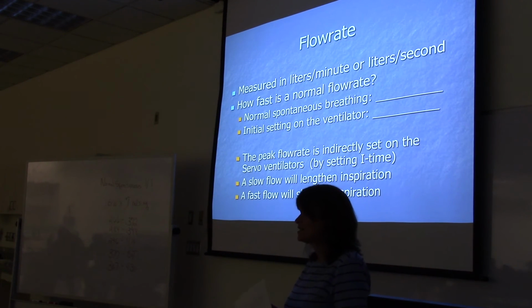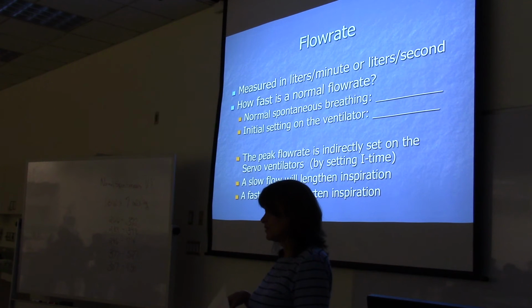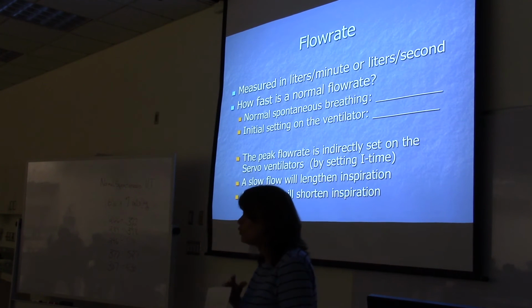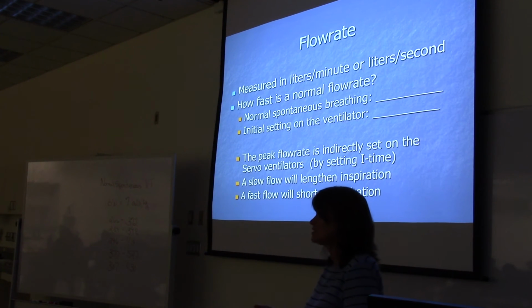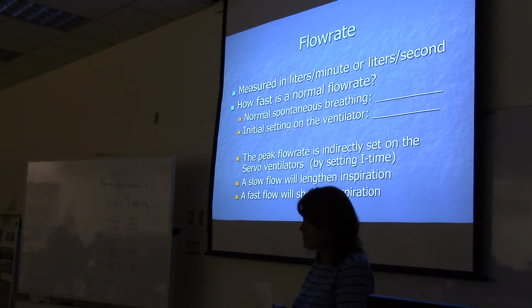Somebody who has severe air hunger, so they're pulling really fast and you're trying to get the air in to meet their needs. Then you would increase the flow rate to get the air in faster. So if they're breathing really fast, increase the flow rate to get the air in faster.